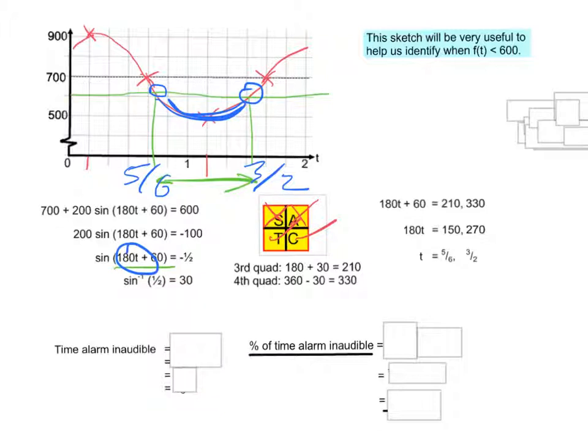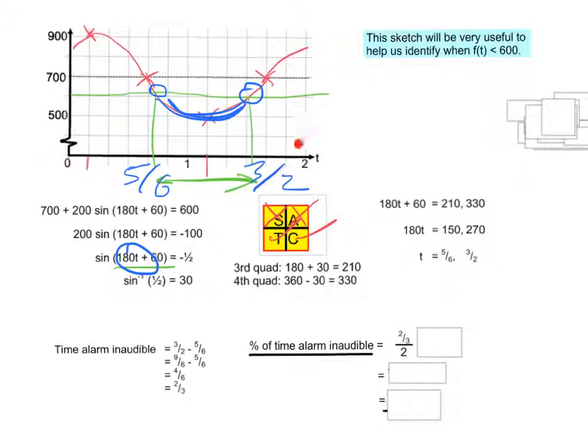Okay? So, the time the alarm is inaudible, we can't hear it when it's below the 600 at this point here. Well, that's between 3 over 2 and 5/6. Just to continue with the non-calculator theme, I converted my 3 over 2 to 9 over 6 just to help me with the subtraction. Gives me 4/6, which simplifies down to 2/3. Then I've been asked what percentage of the time is the alarm inaudible? Well, it's inaudible for 2/3 out of 2 seconds.